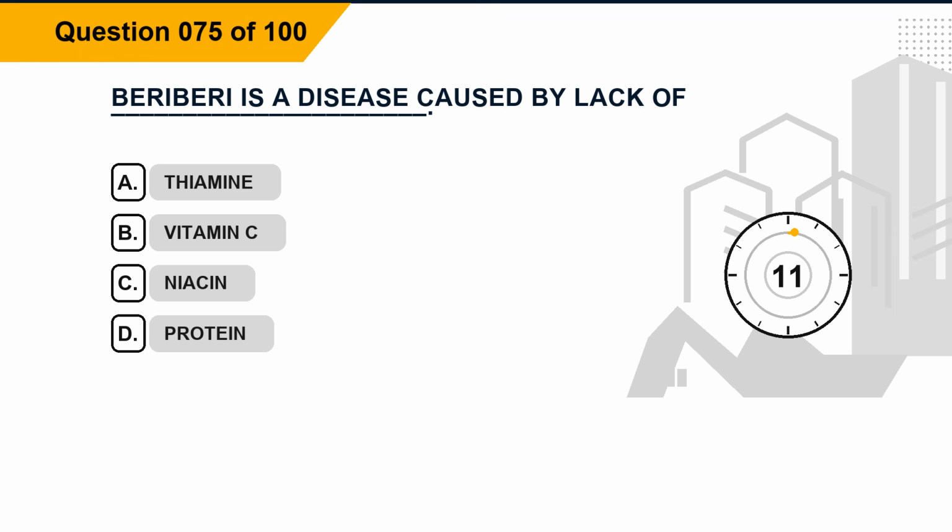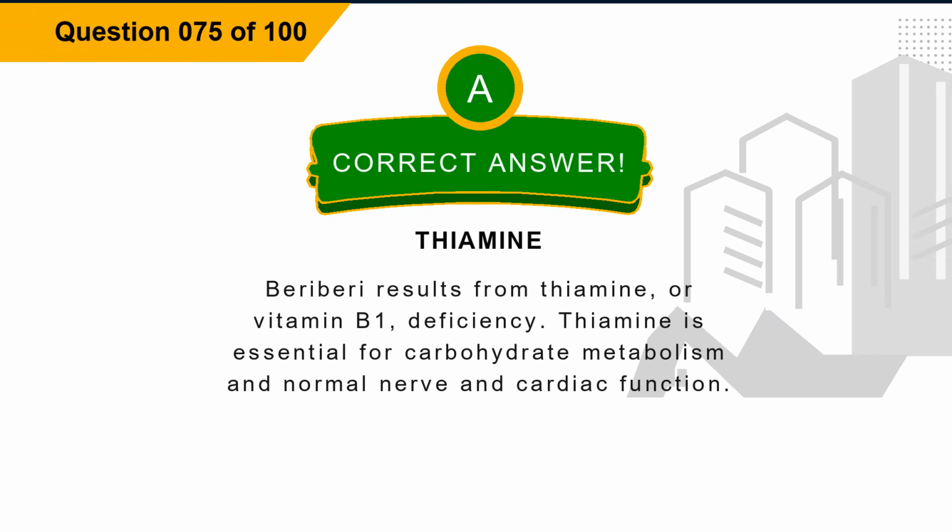Question 75. Beriberi is a disease caused by lack of blank. Option A, thiamine. Option B, vitamin C. Option C, niacin. Option D, protein. The correct answer is option A, thiamine. Explanation. Beriberi results from thiamine, or vitamin B1, deficiency. Thiamine is essential for carbohydrate metabolism and normal nerve and cardiac function.